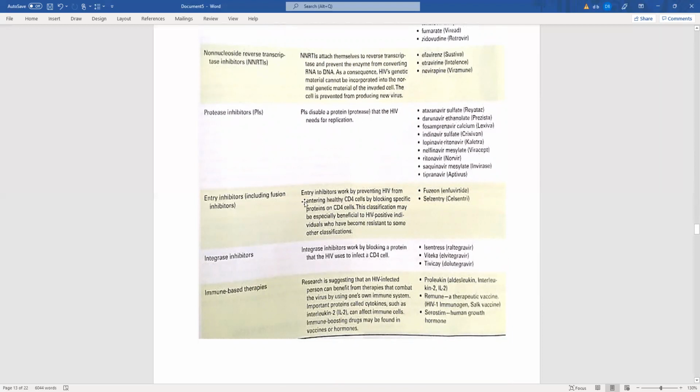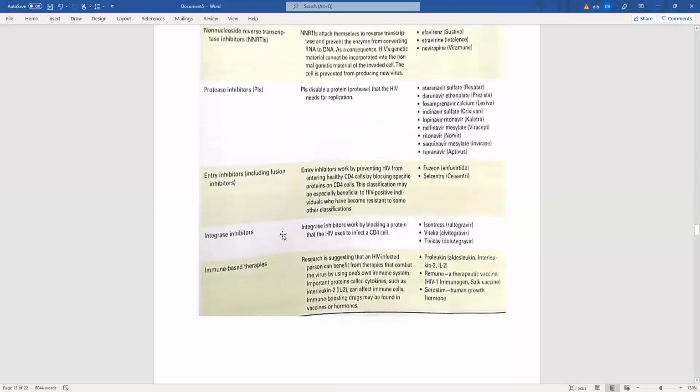That's why it's called entry. Entry inhibitors, entry blockers, including fusion inhibitors, block. That's what inhibitors mean. So entry inhibitors work by preventing HIV from entering healthy CD4 cells by blocking specific proteins on CD4 cells. This classification may be especially beneficial to HIV positive individuals who have become resistant to some other classification.